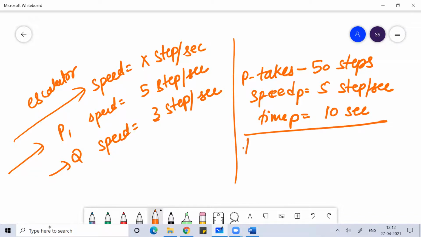So what is the total distance covered? What is the total distance P has covered? That is 50 steps P has covered, plus for 10 seconds the escalator was moving at x steps per second. So in 1 second the escalator moves x steps, and in 10 seconds the escalator would have moved 10x steps.